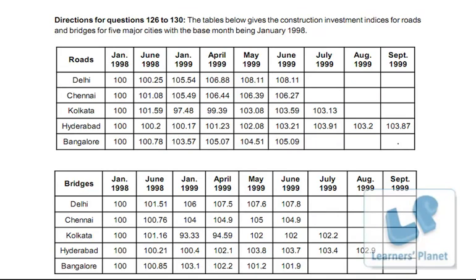The tables below give the construction investment indices for roads and bridges for 5 major cities with the base month being January 1998. So for the base month we have been given 100, 100, 100, Jan 98, for roads and bridges: Delhi, Chennai, Kolkata, Hyderabad and Bangalore. Then June, Jan 1999, April 99, May. All these data have been given. So let's take the questions one by one.